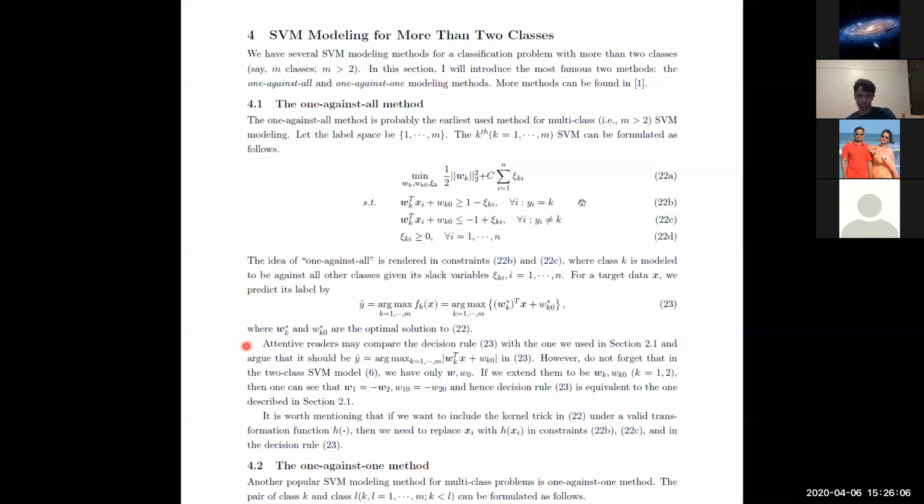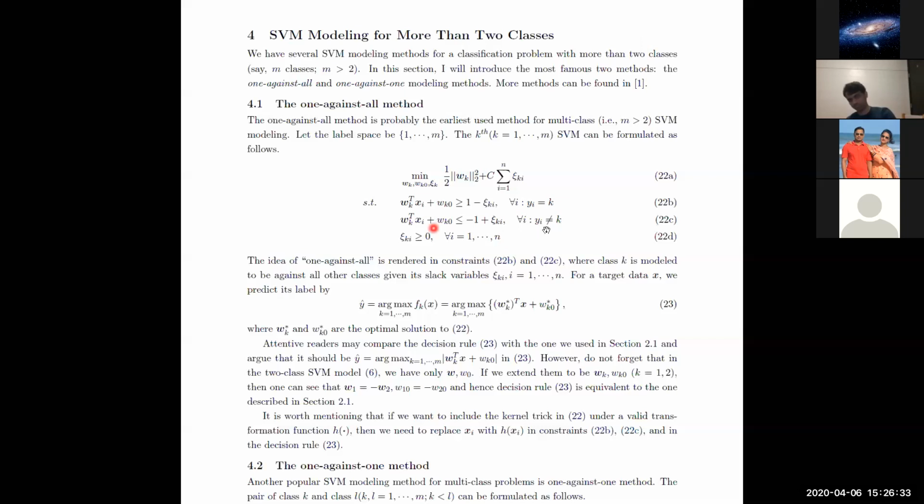Why? Compare this one. Suppose K equals 2, M equals 2. Remember, we want to compare this model with the model that we introduced, the very standard 2-class soft margin SVM model, right? Okay, so they should be correct. They should be the same, clearly. Otherwise, something's wrong. But don't forget that I have a difference here: in the previous model, I only have 1 W and 1 W0.